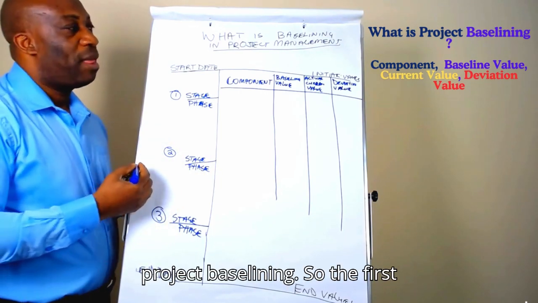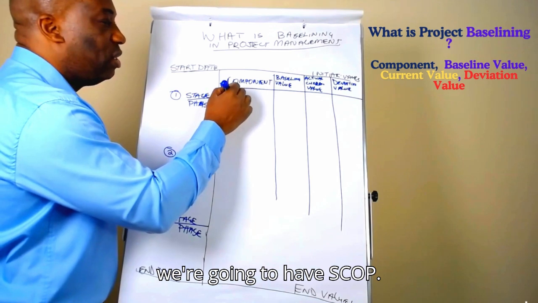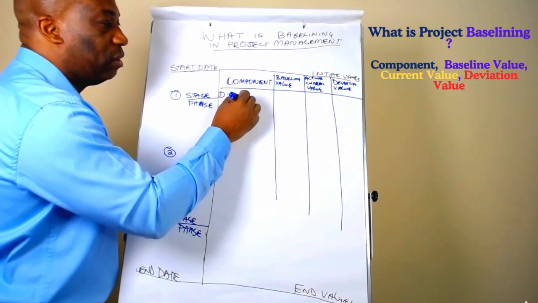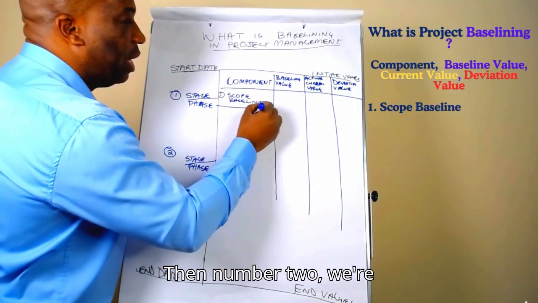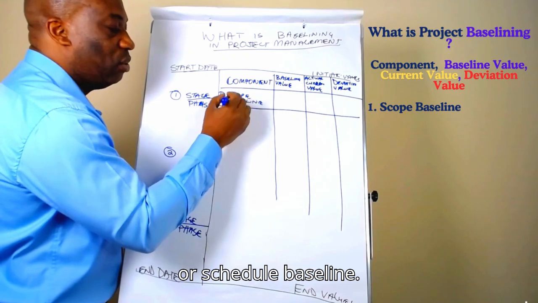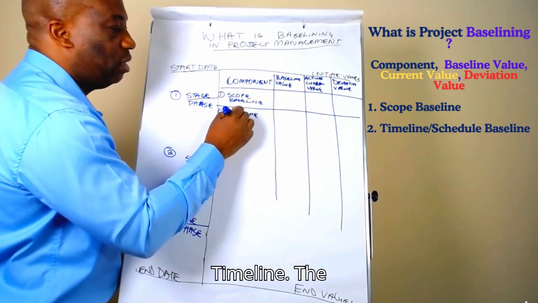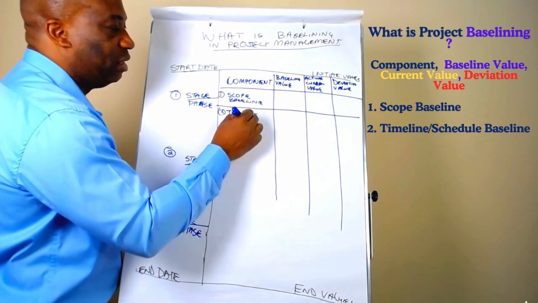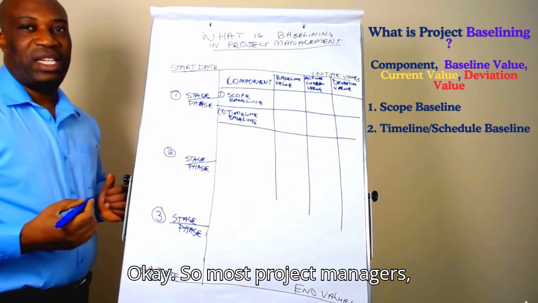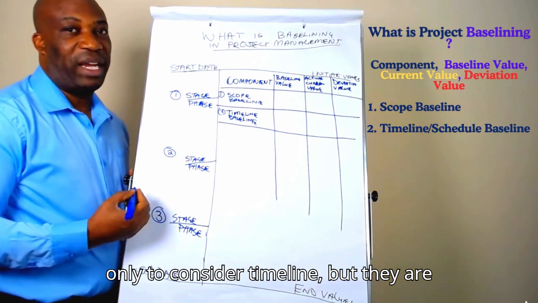So the first component we're going to look at is called scope. So number one, we're going to have scope baseline. Then number two, we are going to have what is called timeline or schedule baseline. Most project managers, or if someone is new to project management, they only think of baselining to consider timeline, but there are more to this.